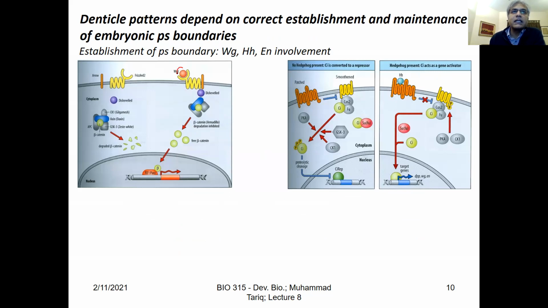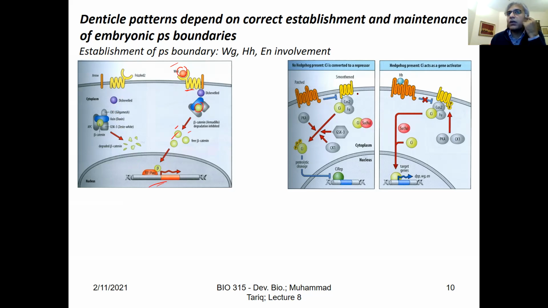So when the wingless ligand binds to the receptor, the signal transduction pathway through Dishevelled transduces the signal, which leads to release of the beta-catenin transcription factor. Beta-catenin moves into the nucleus and binds to wingless responsive genes. In the absence of wingless, beta-catenin is degraded and does not move into the nucleus.